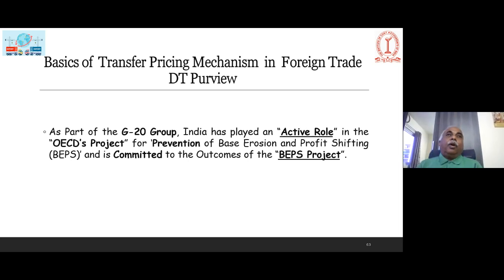Profit is shifting from one country to another country, and India is committed to the outcomes of the BEPS project because we have an active role. G20. Next year, G21, one more country is added to that particular group.